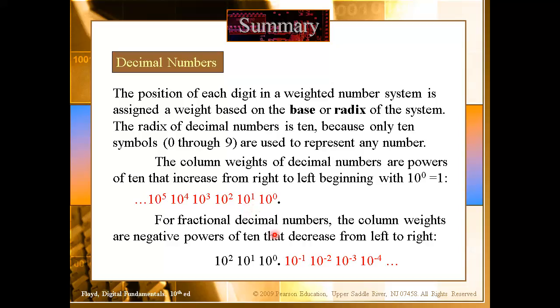But if you go to your right, even after the decimal point, every position has lower weight than the previous one, right? So for example, the very first one after the decimal point has a weight of 10 to the power negative 1. That means 1 over 10, right? And then 10 to the power negative 2, 1 over 10 squared. So I'm just trying to give you an idea of exactly what we have in our number system, okay?